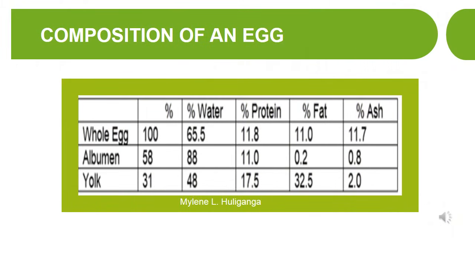Here is the composition of an egg. Whole egg, 65.5% water, 11.8% protein, 11% fat, and 11.7% ash. Albumen, 88% water, 11% protein, 0.2% fat, and 0.8% ash. For the yolk, 48% water, 17.5% protein, 32.5% fat, and 2.0% ash.